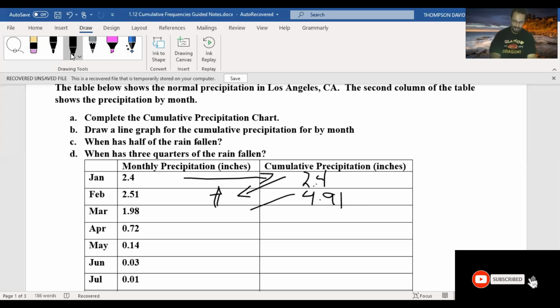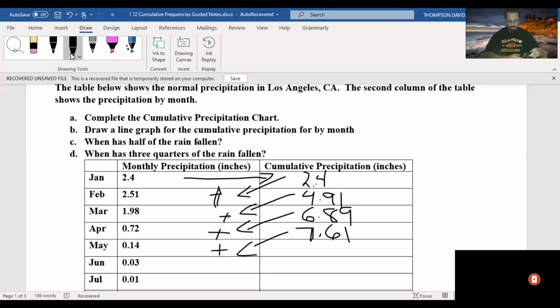Then we're going to add in the month of March. So 4.91 plus 1.98 to have a total of 6.89. Then we're going to add in the month of April. Add the 0.72 to have a running total of 7.61 at this point. Then we're going to add in the month of May. We're adding the 0.14 to have a running total of 7.75.